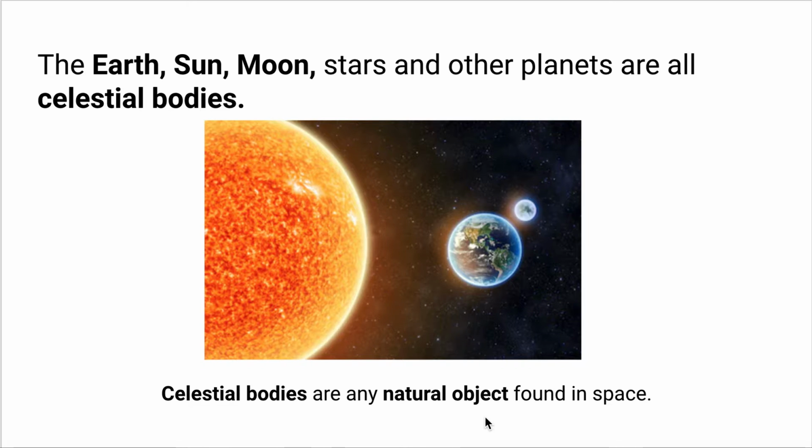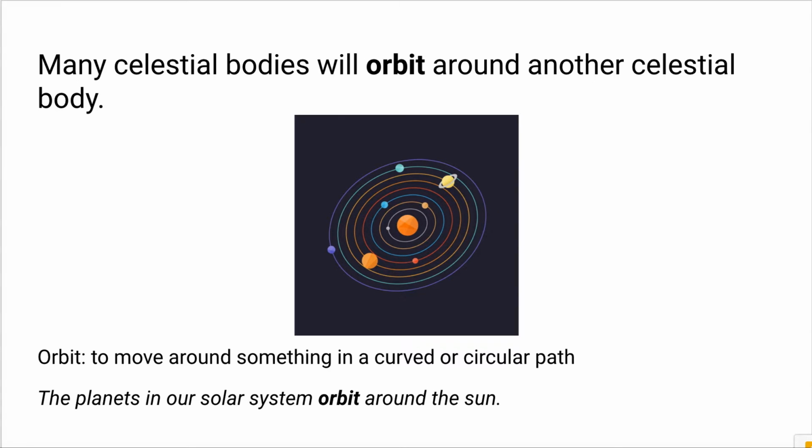Okay, so today we are learning a bit more about the role of the moon in the solar system. The Earth, the Sun, the moon, the stars and other planets are all celestial bodies, and a celestial body is any natural object that is found in space. Many of these celestial bodies will orbit around another celestial body. And to orbit means to move around something in a curved or circular path.